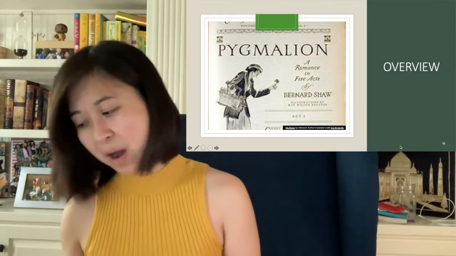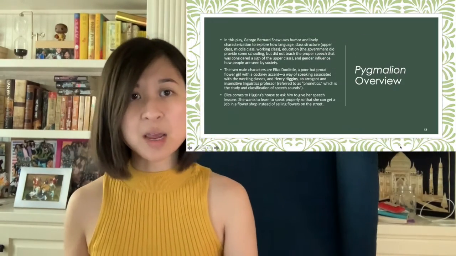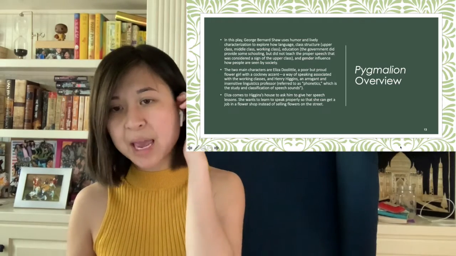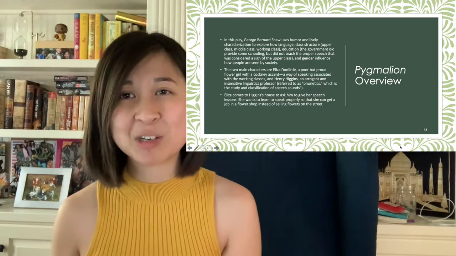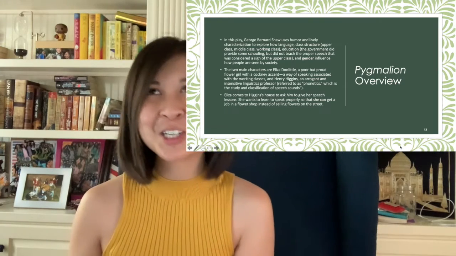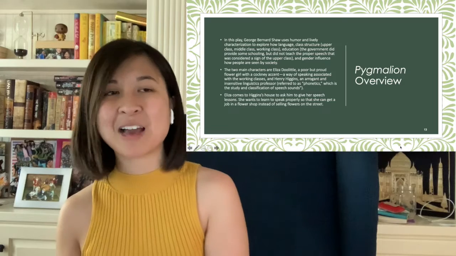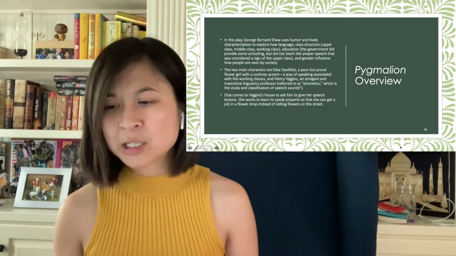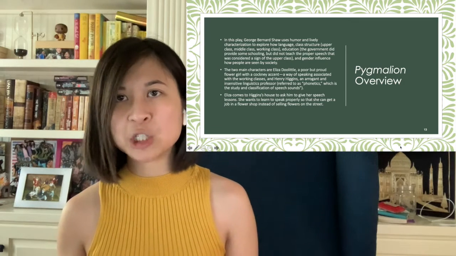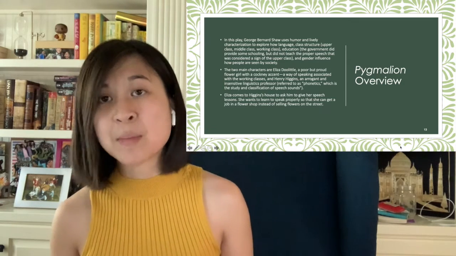So a quick overview of the play itself, so you know what it's about. One, it's a romantic comedy, but also social criticism. Two, the background: it's set in London, England in the early 1900s. Three, here's a quick overview. In this play, George Bernard Shaw essentially uses humor and very lively characterization, especially in Eliza Doolittle, Henry Higgins, and Eliza's father. But he really explores how language, class structure, education, and gender roles affect how people are seen by society.